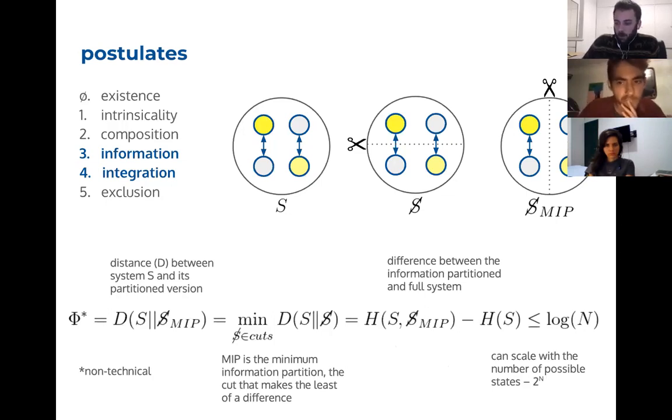Yeah, is this at all related to either compression or Kolmogorov complexity, in the sense that you're trying to find the minimal system to explain something?